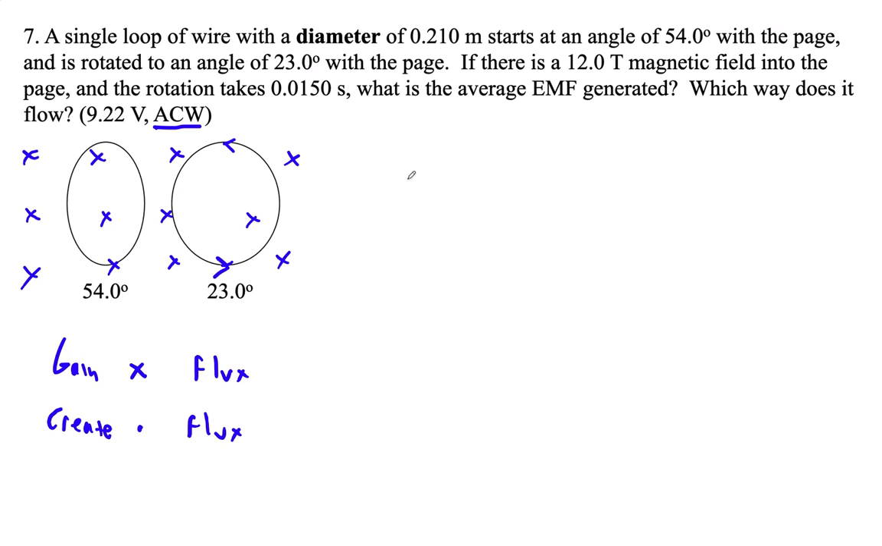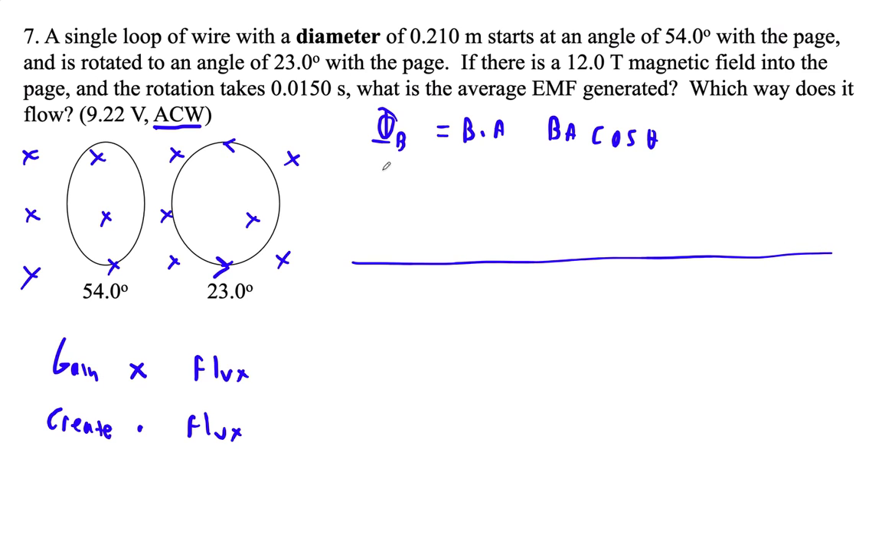So remember that if we look at this, we want to do the flux, which is B dot A, right? Which is BA cos theta. So we got to make sure we're using the right angle here. So let's look at this from the side. Let's imagine that we're looking at this from the side, okay?